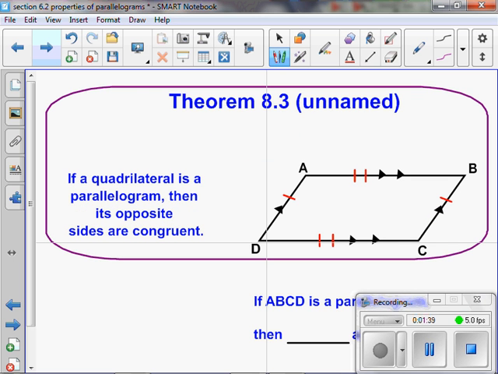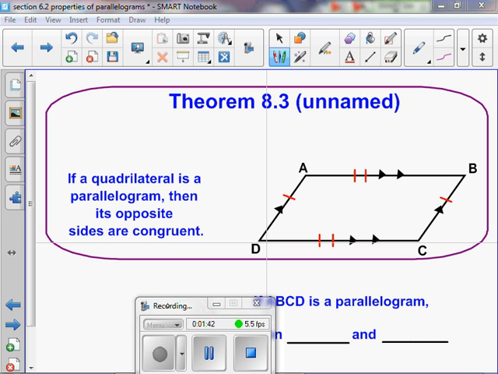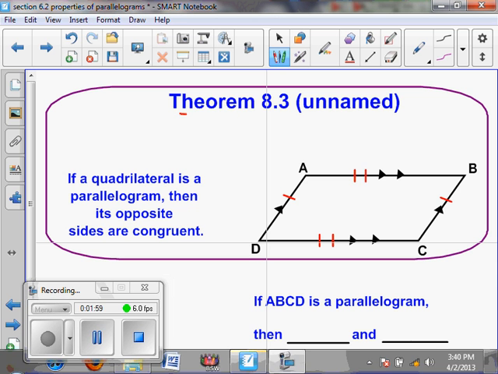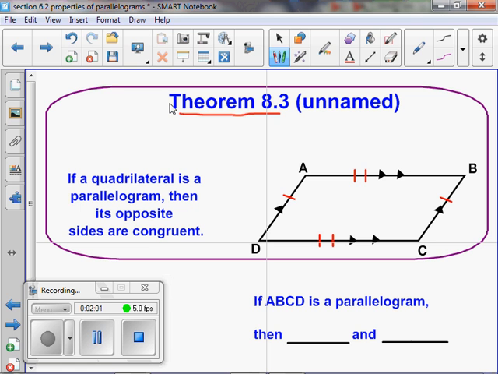Theorem 8.3. Theorem 8.3 simply says that if a quadrilateral is a parallelogram, then its opposite sides are congruent. This is an unnamed theorem, and almost all of the rest of them for the chapter are going to be unnamed. We're just going to have to refer to them by number, which, as we all know, I am absolutely a huge fan of. So all that this one is saying is that if you have a parallelogram, then not only are opposite sides parallel, but opposite sides are also congruent.